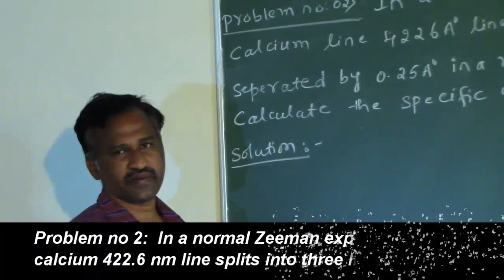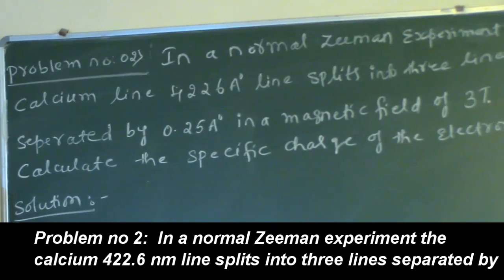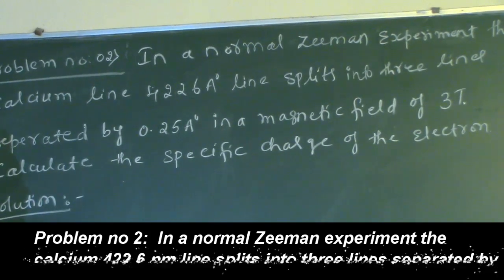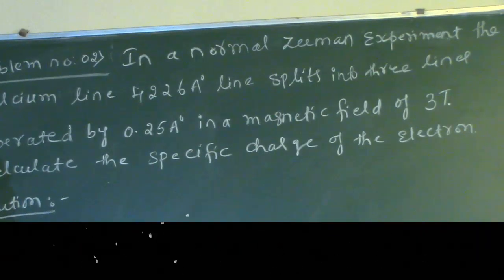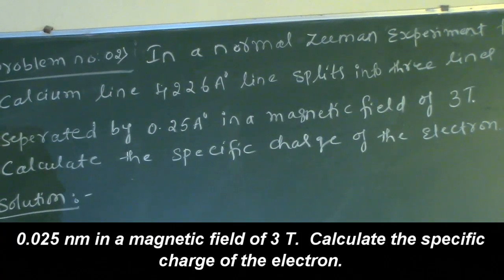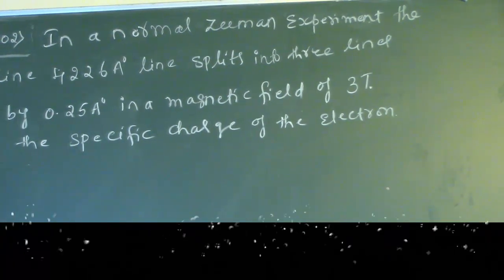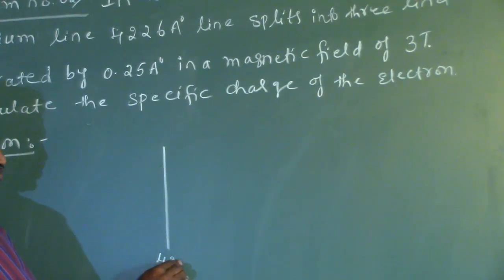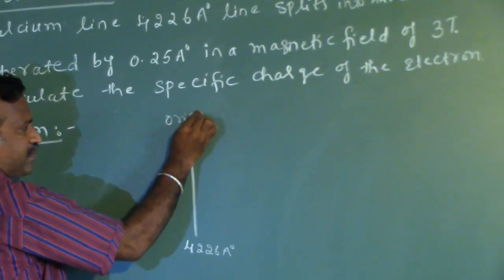The second problem that is given is: in a normal Zeeman experiment, the calcium line has a wavelength of 4226 Angstrom. This line splits into 3 lines separated by 0.25 Angstrom in a magnetic field of 3 Tesla. Now we have to calculate the specific charge of the electron. See here, in the problem they have given that the spectral line is split into 3 lines. So this is the original line, which has a wavelength of 4226 Angstrom.